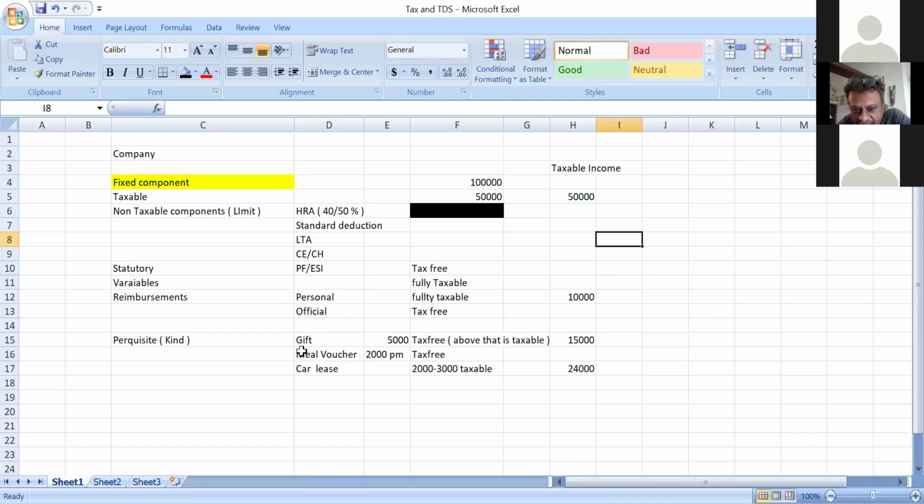Or if you're taking a car lease, then the company is taking the car lease but giving the employee the car, then he has to pay 2,000 because he's using it for his personal purpose also. That's it. But it will be added to his taxable income, though he is not spending any money. He's not getting cash for free. He's getting the lease on which he is using the car. Okay, so be careful.